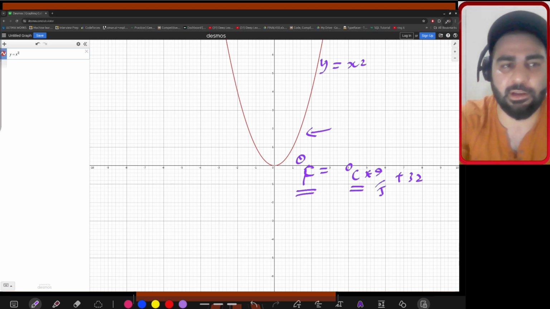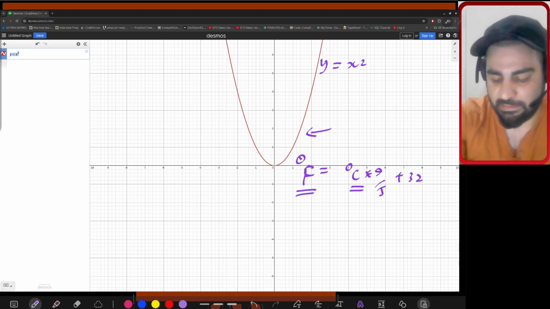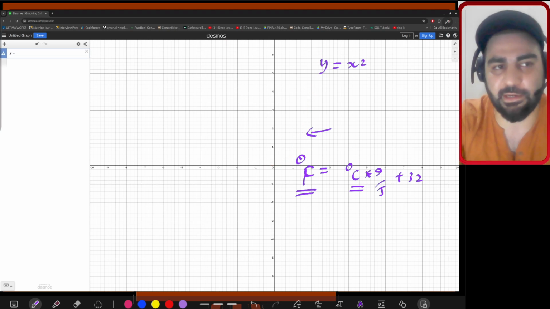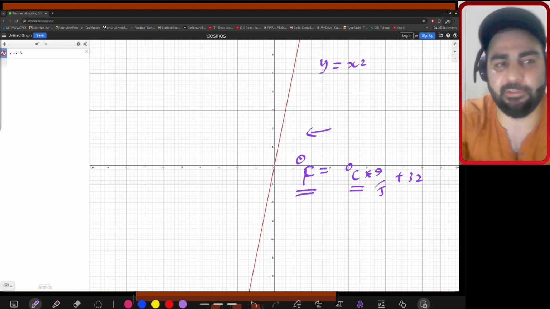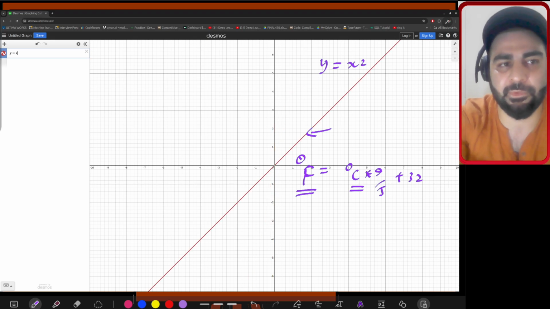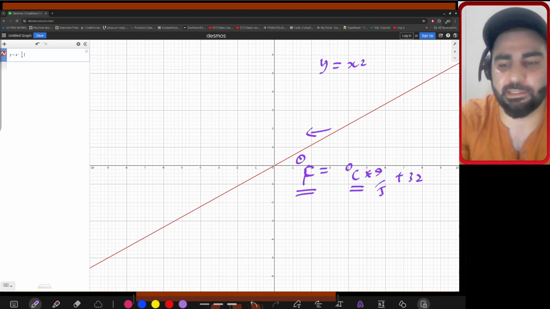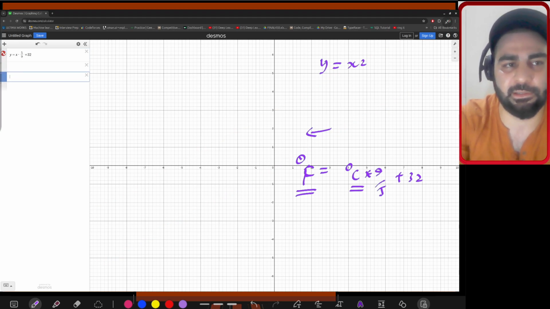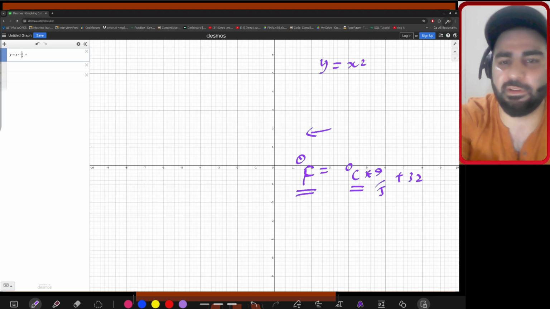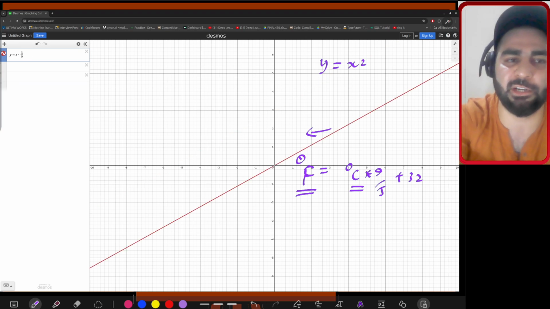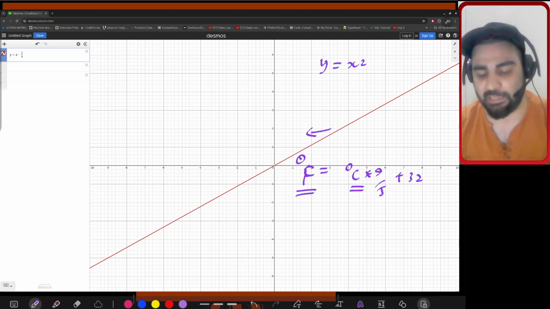Okay, so this is y is equal to x multiplied by 5 divided by 9. So multiplied by 5 by 9 and then plus 32. Okay, I'll just remove this 32. So you see the linear relationship I want to get in. This is the linear line.